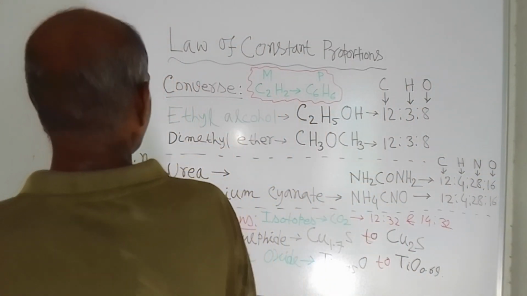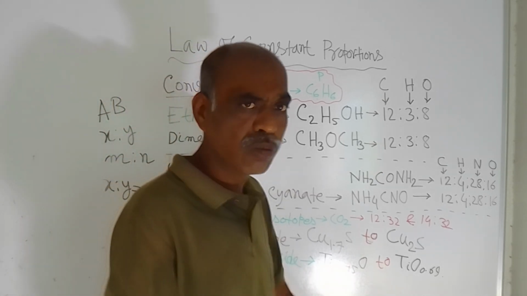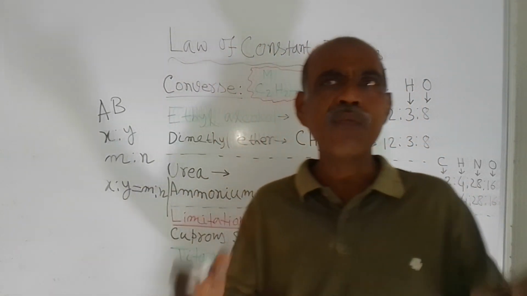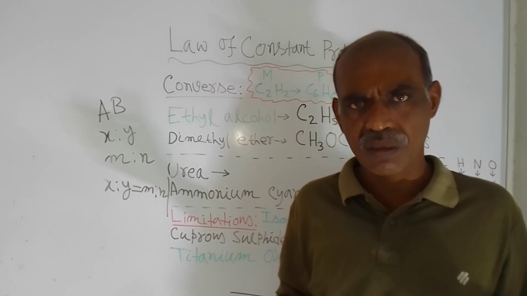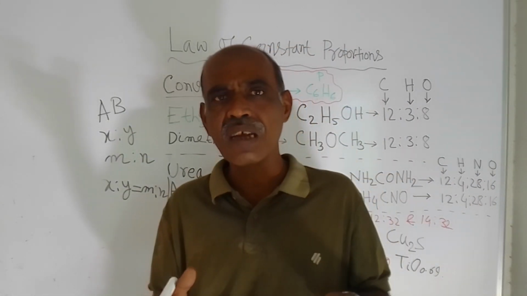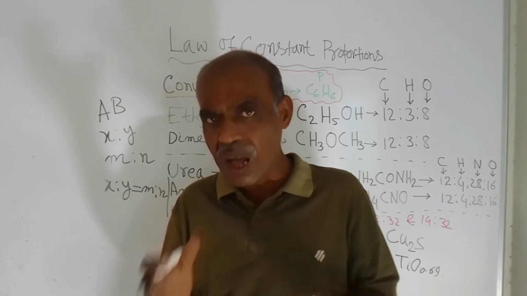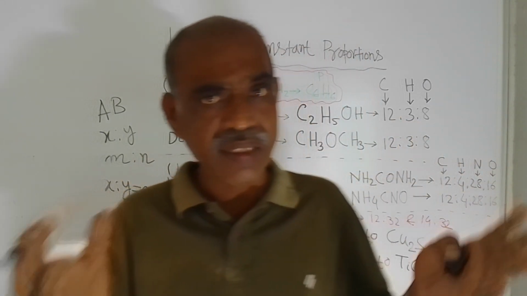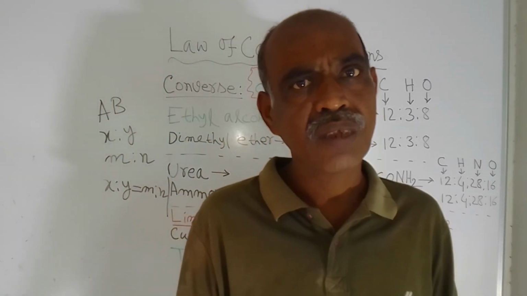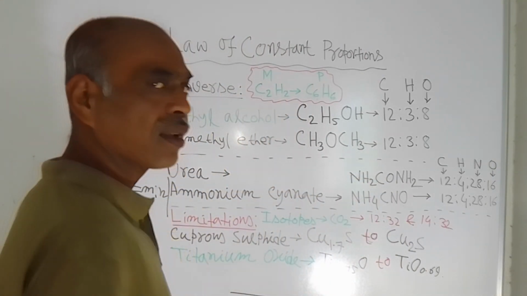Now I am talking about the converse of the law, means just the opposite of the law. What should be the opposite of the law? If the elements by which the chemical compound is made are in the same ratio by mass, then the compound formed by them will always be the same, and that is not true always. If ratios are same, then the compound will be same. That is not always true.